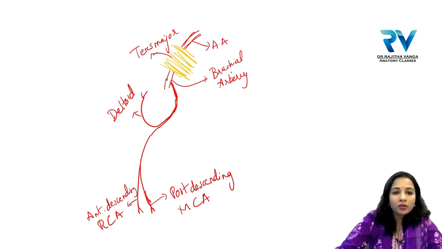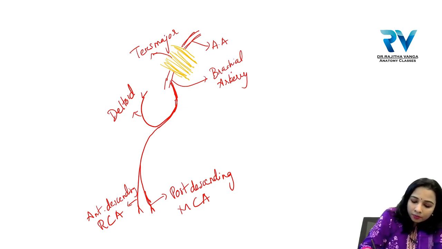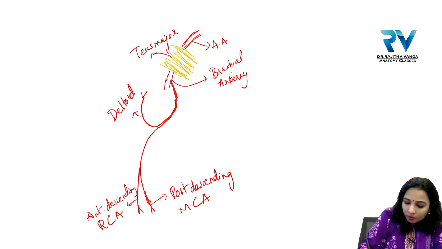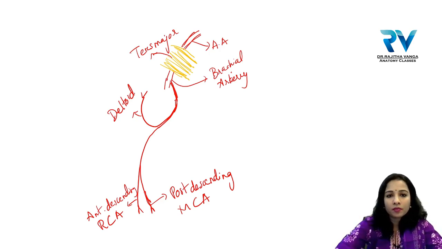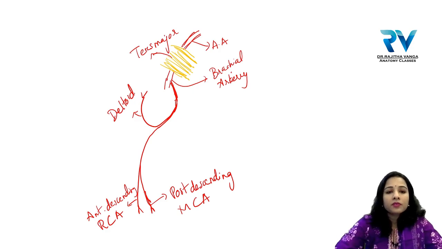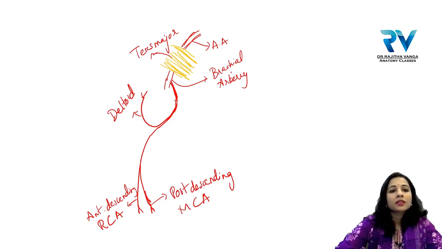So that is about the profunda brachial artery. Further, we shall continue with the intermuscular spaces.